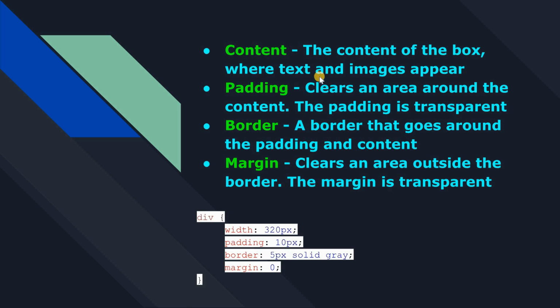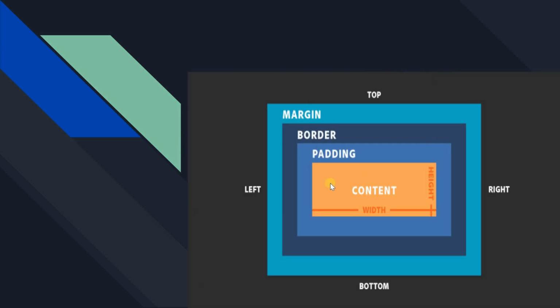So first of all, we will see content. What is content? The content of the box is where the text and the image appear. It means this is the content part, here the text or the image will appear. Okay. Then padding.